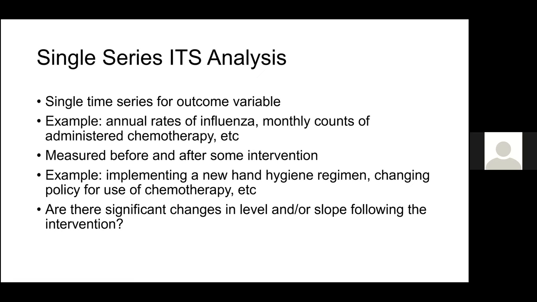This data could be counts of data. You may just be dealing with proportions, a proportion over time. You could be dealing with any summary data, so you measure it before and after some intervention. An example could be implementing a new hand hygiene regimen, or changing policy for use of chemotherapy, and so many more. In your minds you can think of lots of real life examples, and then you'll say, after the intervention, has there been a change in level and slope following the intervention?